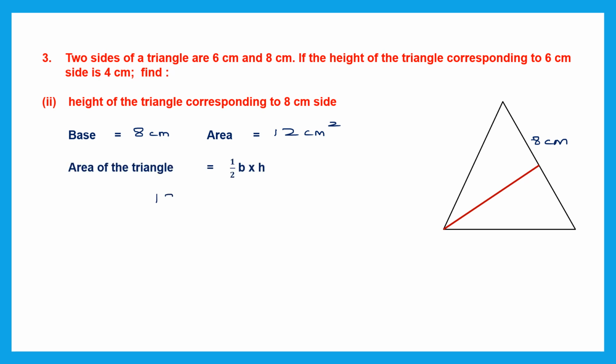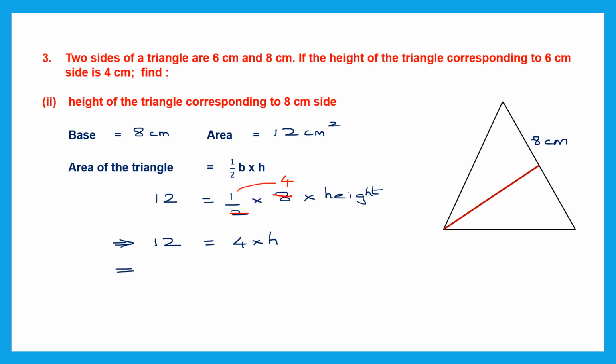And area we know is 12 centimeters square, and half. Now base is B, which is 8 centimeters. Height we don't know. We are going to find the height now. So here let's first work out what we can. So this side we have 12 and here 1 by 2 into 8. We can cancel this. So this becomes 4. 1 into 4 is 4. So that is 4 into height.